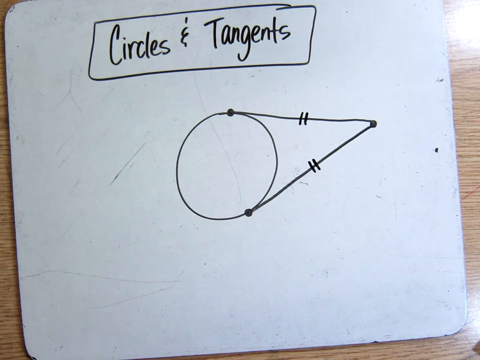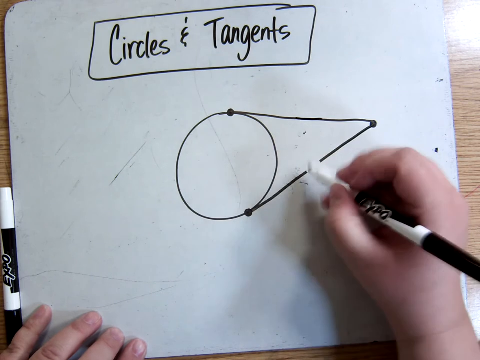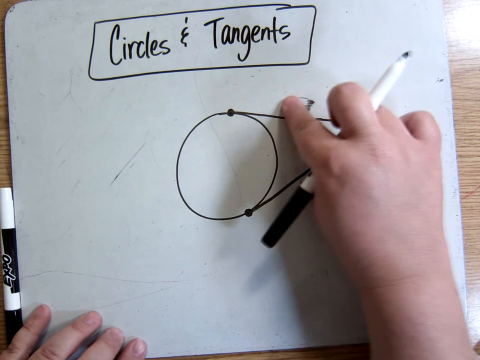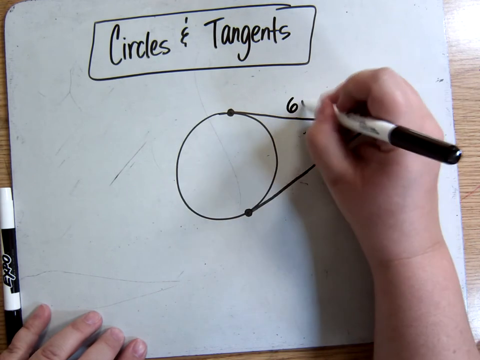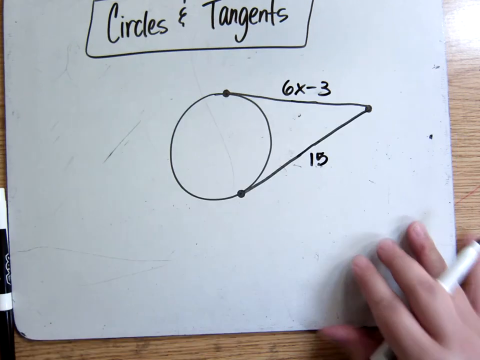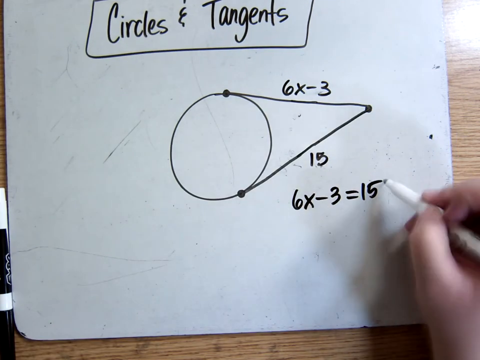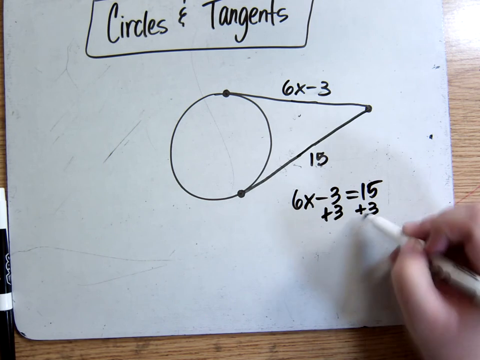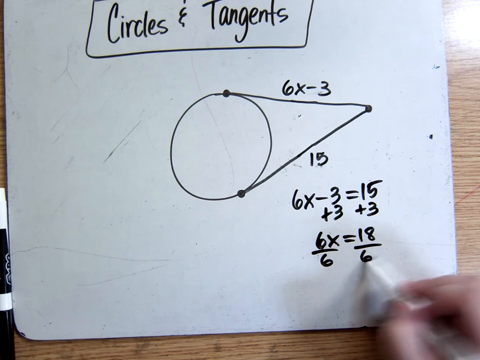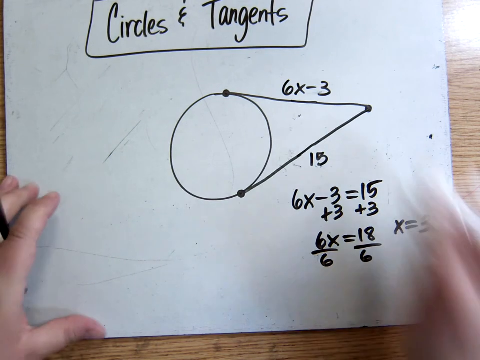So, for instance, if you had, let's say this is 6x minus 3, and this is 15. Well, then you're going to say 6x minus 3 has to equal 15. Add 3 to both sides. 6x is 18, and x is 3.